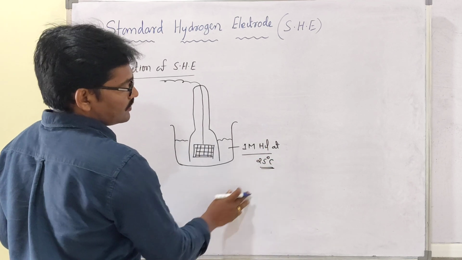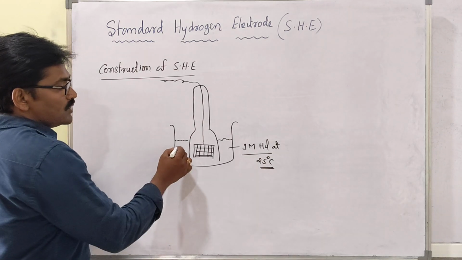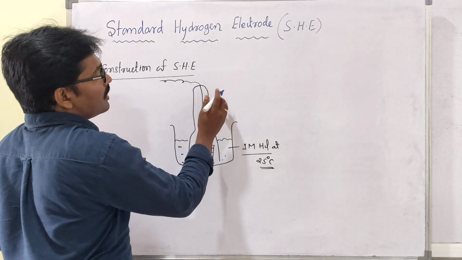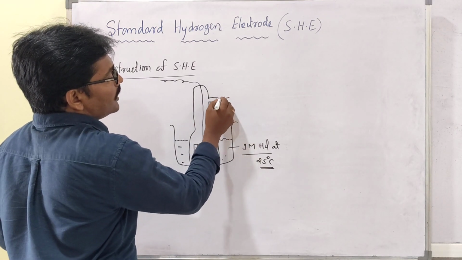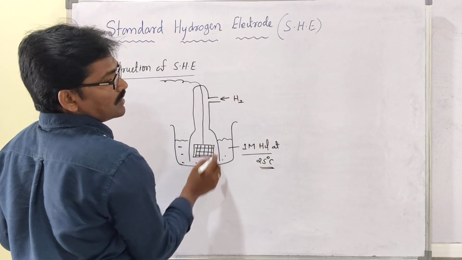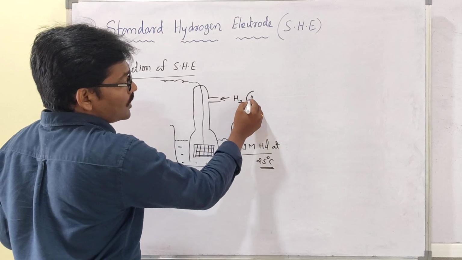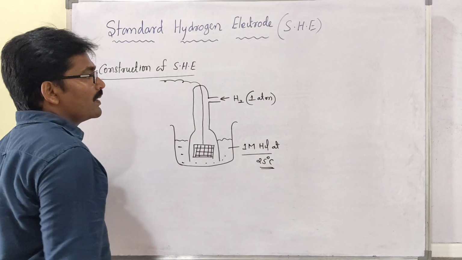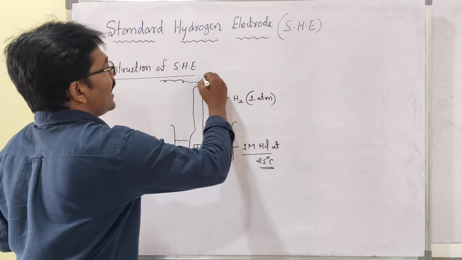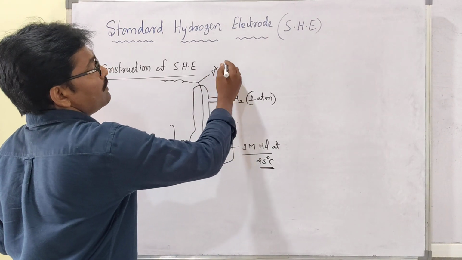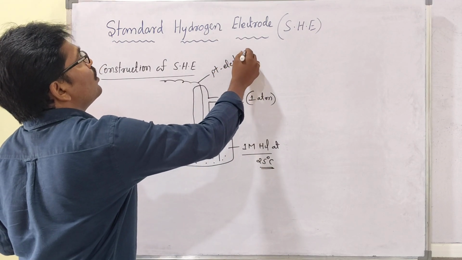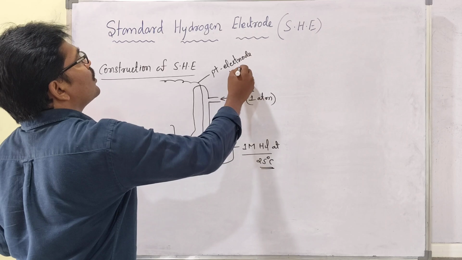We are at 25 degrees Celsius. Here HCl will be there, right? Now there is an inlet for hydrogen gas, which is passed at 1 atmospheric pressure. With 1 atmospheric pressure we are adding it. This is actually the platinum electrode. I told you, platinum electrode acts as an inert electrode.